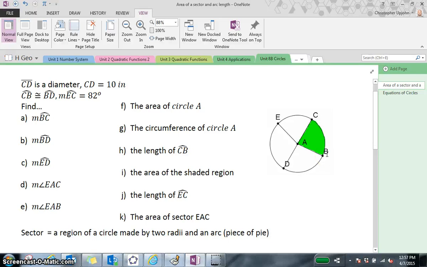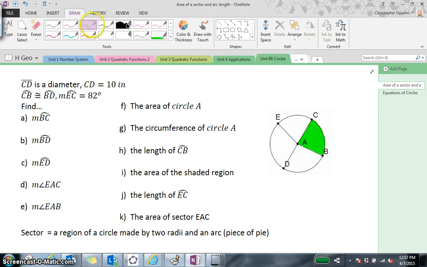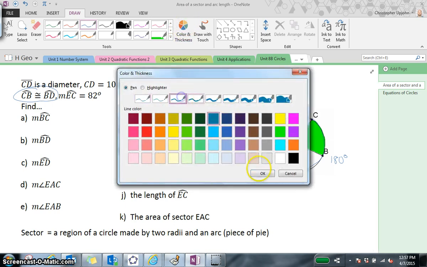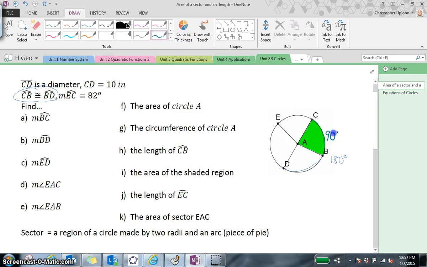So let's do some problems with arc length and area of a sector. First, we'll start with some review. CD is the diameter, meaning then that it cuts our circle into two semicircles of 180 degrees. So this segment around here is 180 degrees, but it also tells us that arc CB is congruent to arc BD, so we know they are both the same. It has to be 90 degrees, 180 divided by 2.